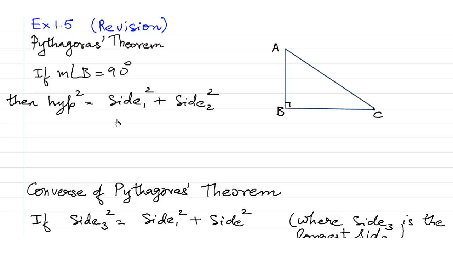We deal with the Pythagoras Theorem in exercise 1.5. We have studied about the Pythagoras Theorem in the previous 10 minutes. For example, if there is a right angle triangle ABC, where B is a right angle, it's 90 degrees.